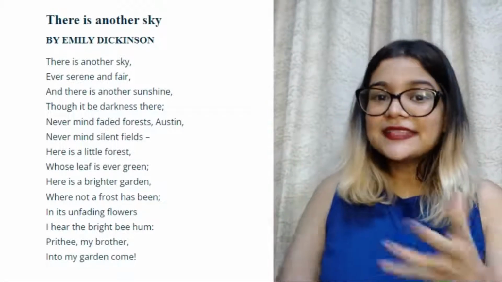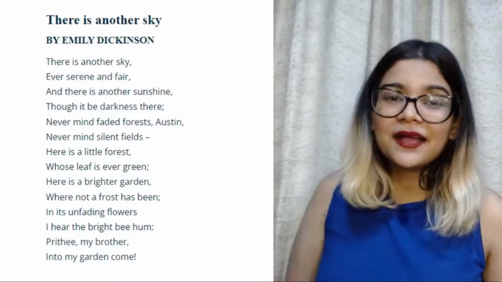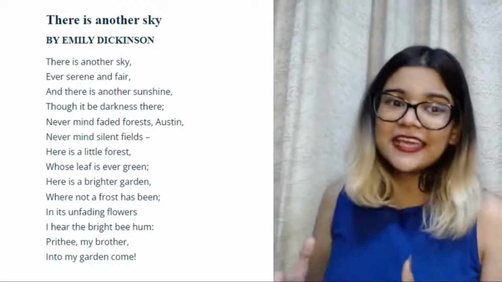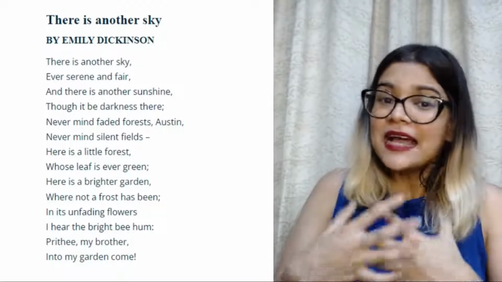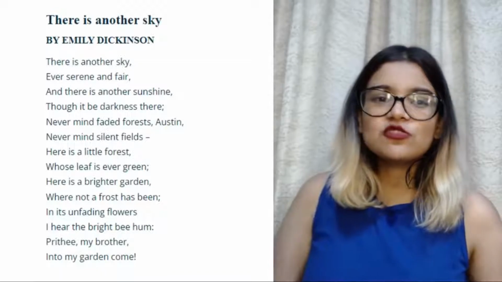So as you can see, into my garden come. Brother Austen, come back. My dear brother, my dear darling, my dear love, Prithee. My brother, come back to me, come back to my house, come back to where we were, how we were as little kids. We used to love each other so much.